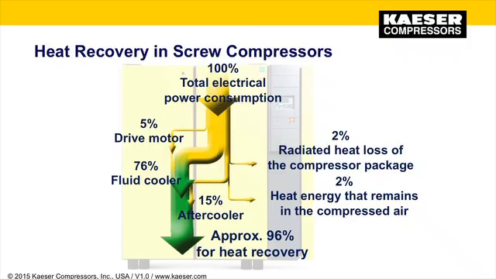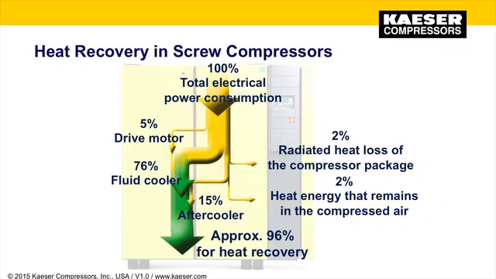This graph shows the percentage breakdown into heat for the total electrical power consumption that enters the rotary screw compressor. We have chosen an air-cooled, lubricated rotary screw compressor as an example because it is the most common compressor equipment found in manufacturing plants today. As you can see, about 2% each are either radiated off the compressor package or stay within the compressed air in the pipeline. Adding up the rest coming off the drive motor, fluid and aftercooler will net a total of 96% that is available for heat recovery.